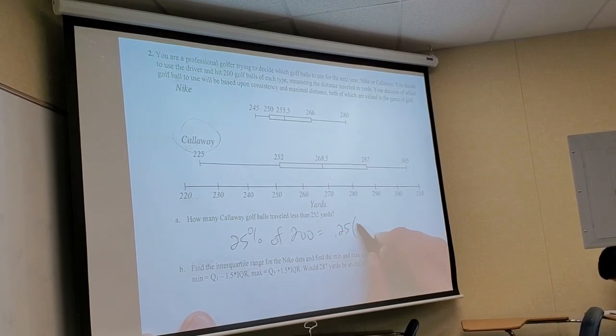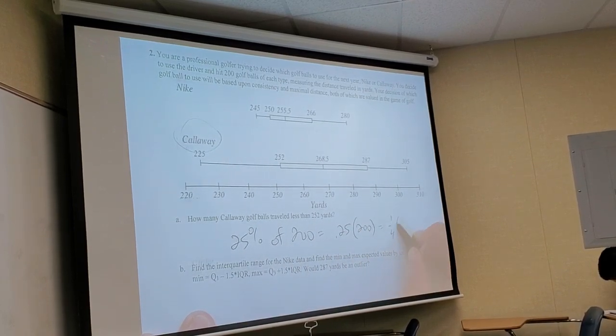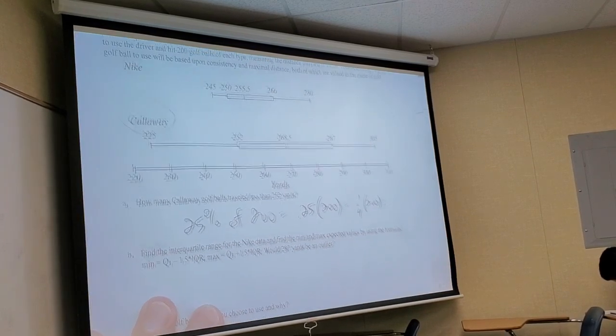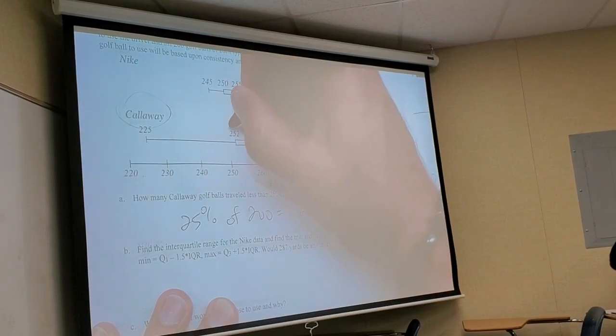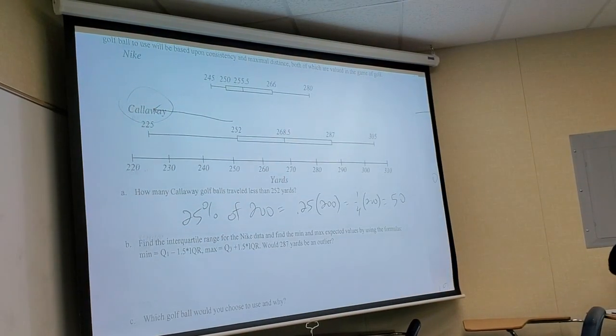So it's either 0.25 times 200 or 1/4 of 200, because they're both the same thing. 50? 50. So 50 Callaway golf balls went less than 252 yards.